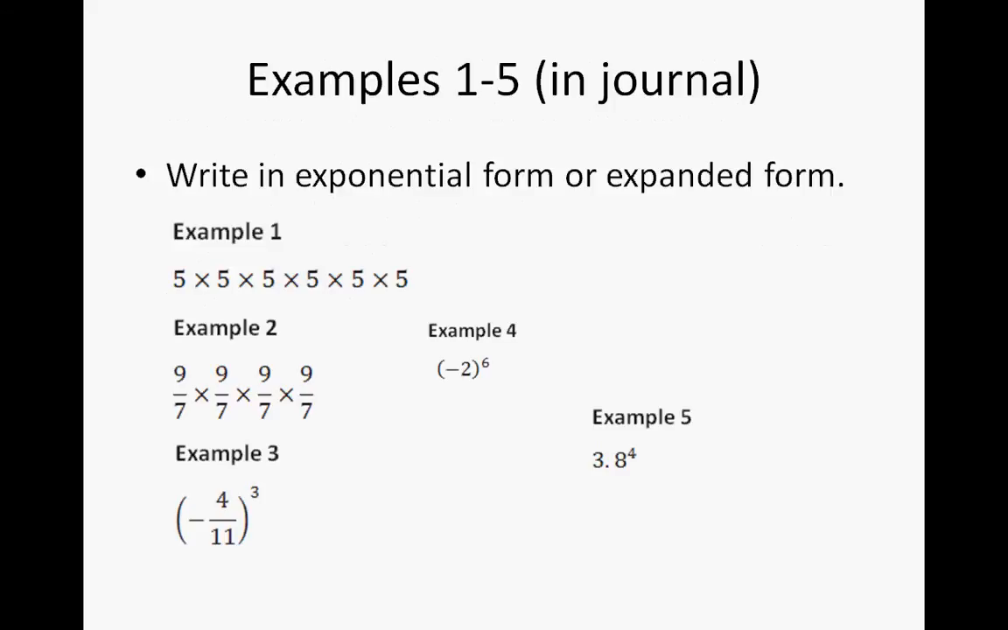Alright, so let's take a look at examples 1 through 5. You're going to do this in your journal. You're going to write in exponential form or in expanded form depending on what the example is. So copy down the problem and write it, in this case, example 1. You have expanded form. You're going to write it as an exponent. Same thing for number 2. For number 3, it's already in exponential form, so you're going to write it as expanded form. And then number 4, and then number 5.